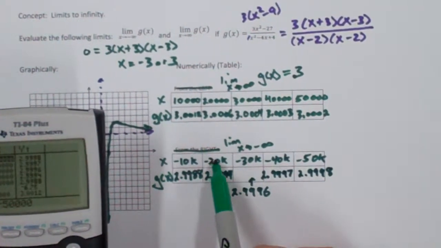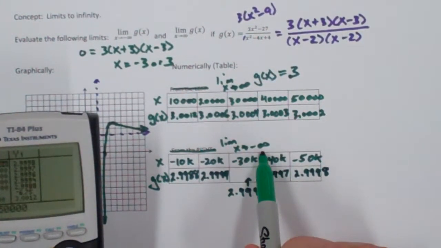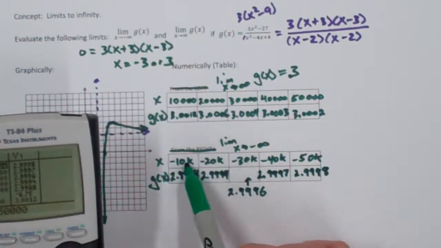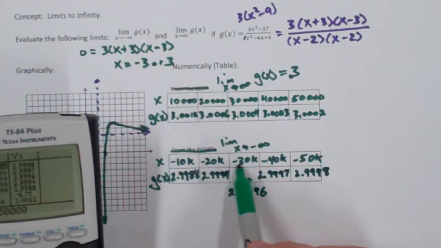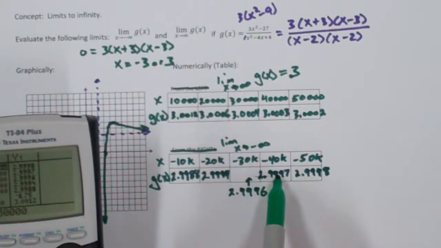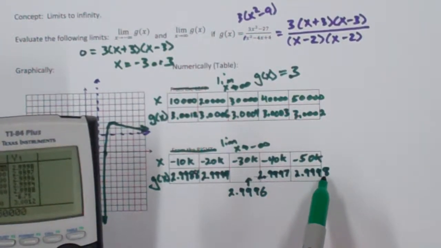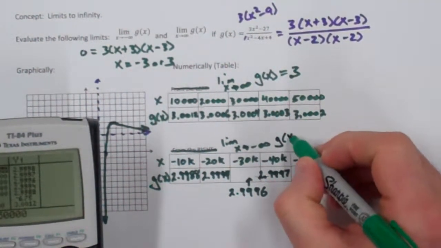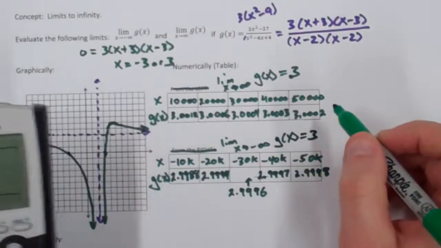As x gets more and more negative, as we approach negative infinity, can't really ever get there. It's great because for a limit we don't care. We just care what happens when we approach it. You can see that these values are growing and getting close to a value of 3. So we could say that the limit as x approaches negative infinity of g of x is equal to 3.